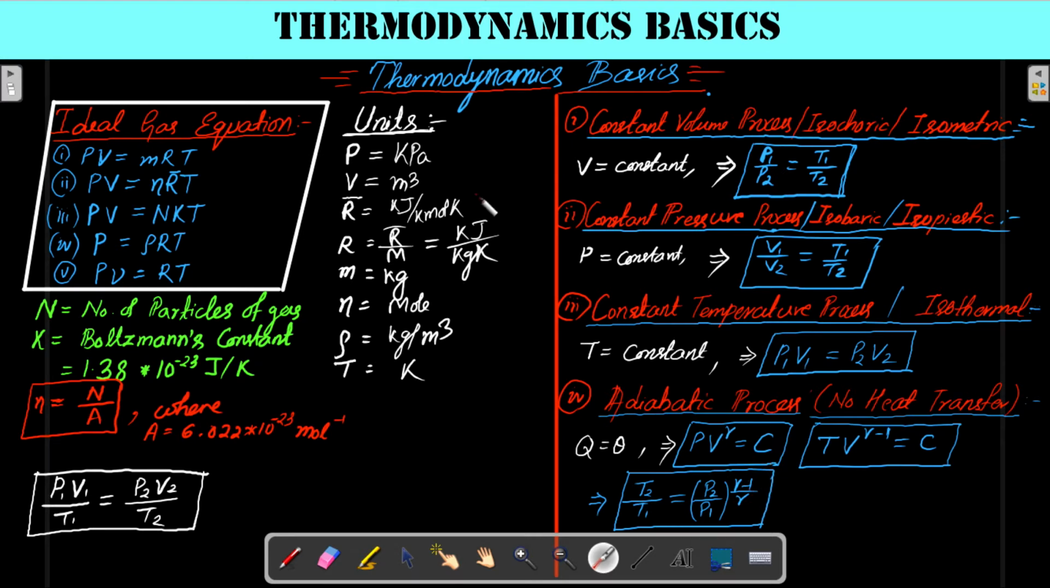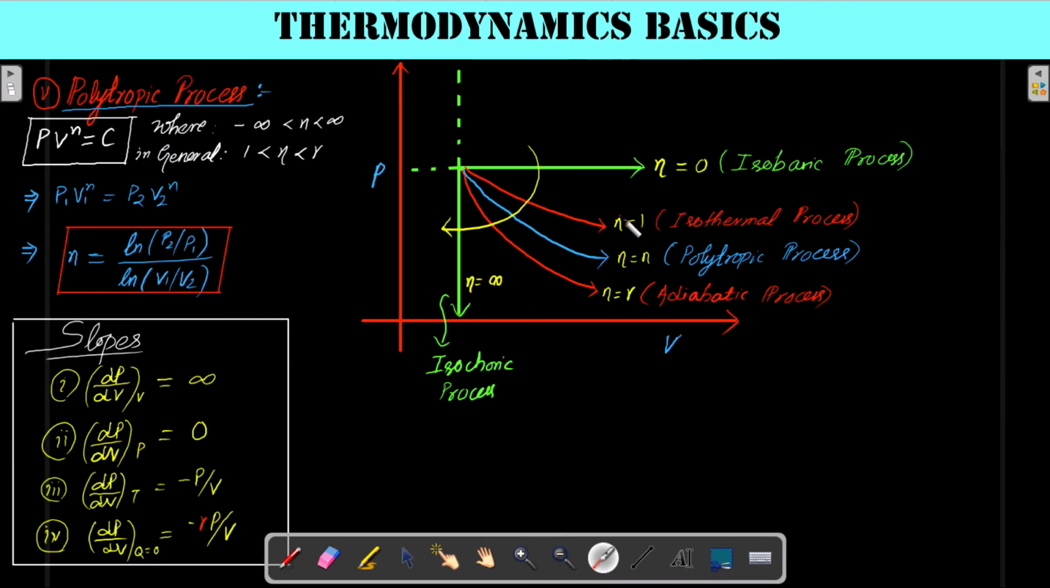Next we'll go to the next page. One more process is the polytropic process. The polytropic process is PV to the power n equal to constant, where n ranges from minus infinity to infinity. In general, n ranges from 1 to the gamma value. From this equation you get P1 V1 to the power n equal to P2 V2 to the power n, so you can find the value of n as ln of P2 upon P1 over ln of V1 upon V2.